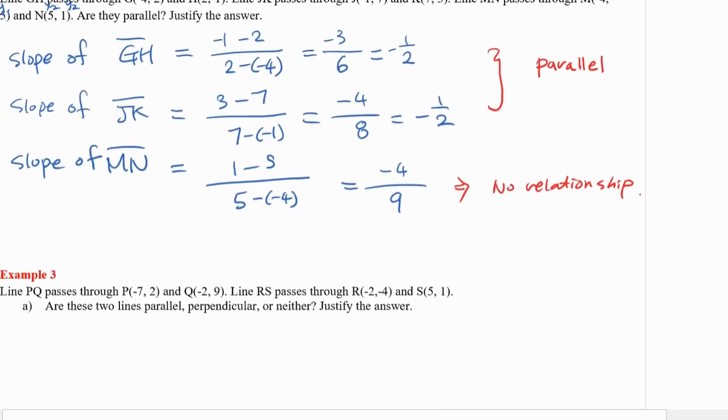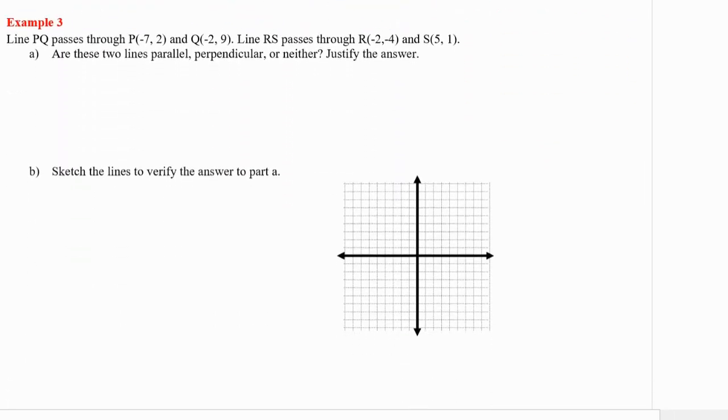Okay, let's move to the next question. Example 3. Line PQ passes through P and Q. So we have line PQ. Line RS passes through R and S. Are these two lines parallel or perpendicular or neither? Just find the answer. Okay, again, we have to find the slope. So let's find the slope.